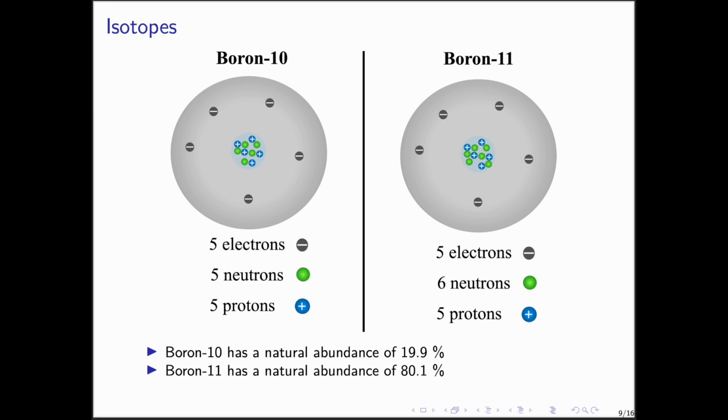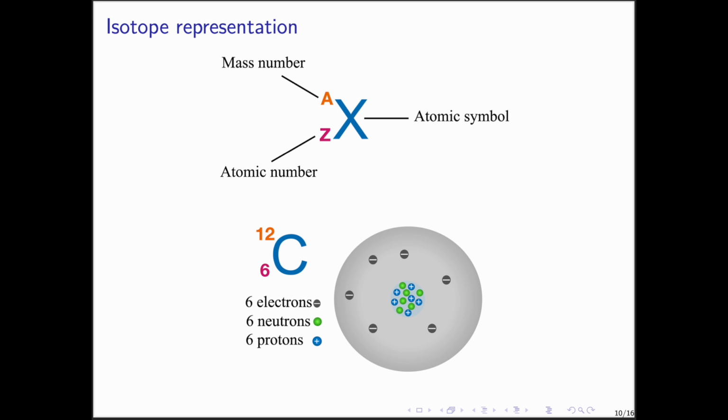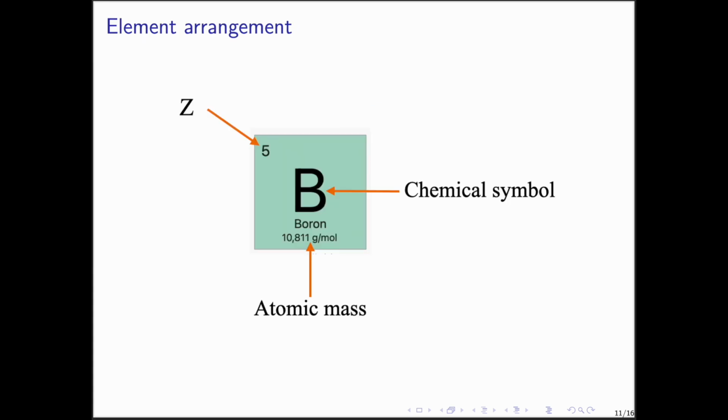Isotopes are represented using nuclide notation. In this format, the mass number is written at the top left and the atomic number at the bottom left of the element symbol. For example, carbon-12 is written as 12 over 6 C, meaning 6 protons and a mass number of 12.